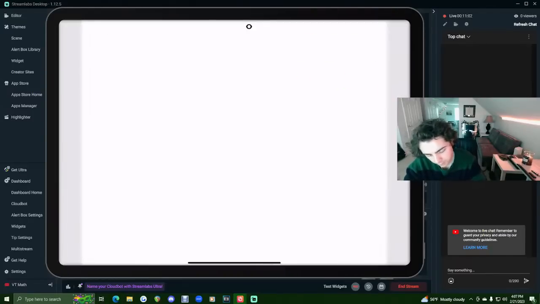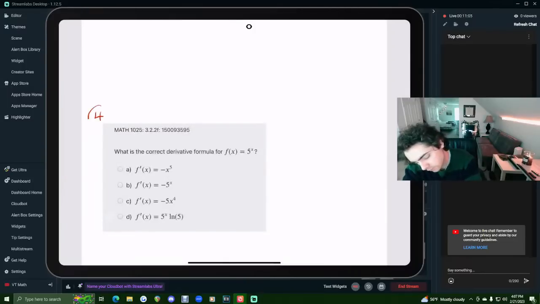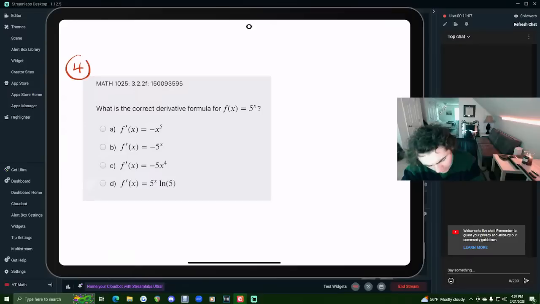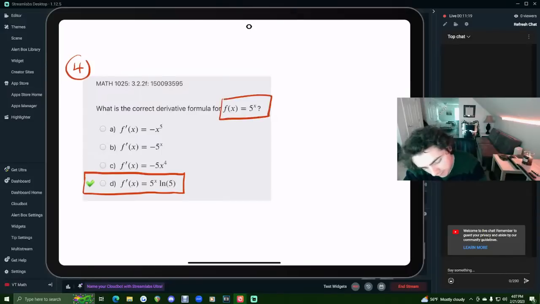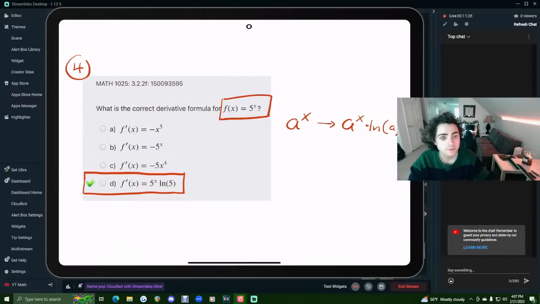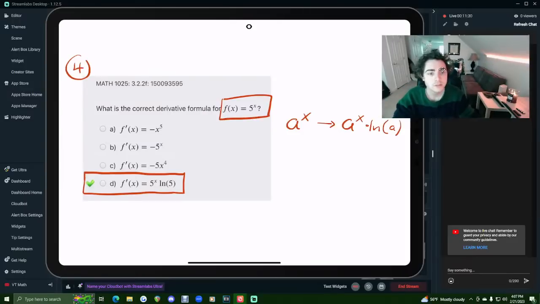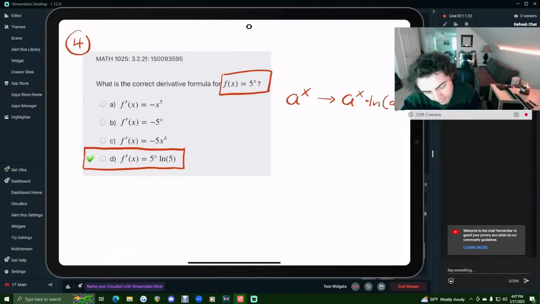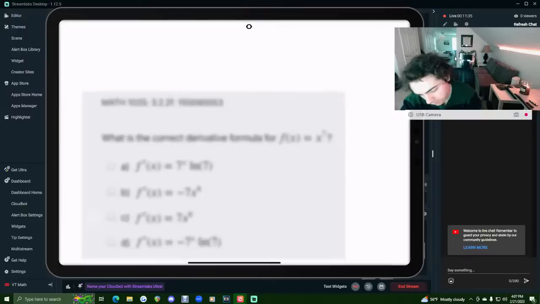All right, let's keep going. We're going to call this number 4. So this one, I'll sort of just give you the answer because it's really a memorized derivative. It's a major memorized derivative. So it's 5 to the x. Anytime you have a to the x, the derivative will be a to the x times ln of a, the base number. All right, so a to the x goes to a to the x times ln of a.